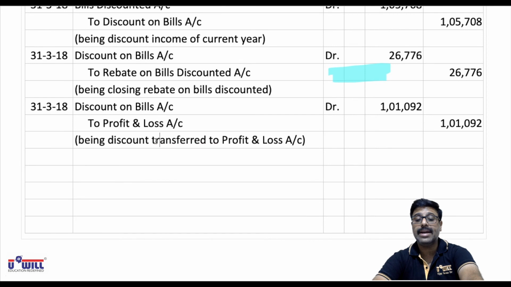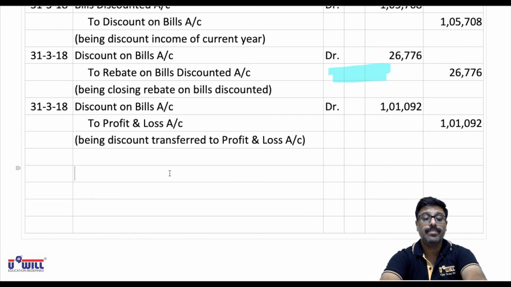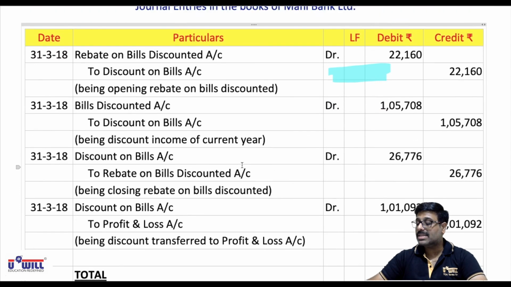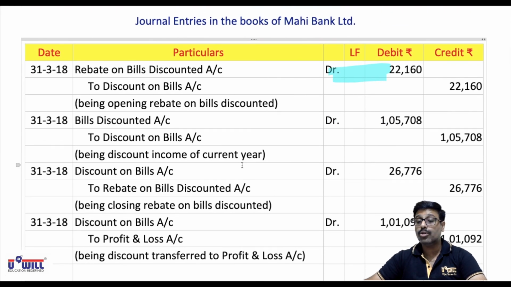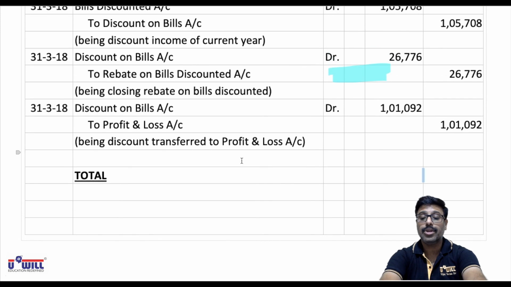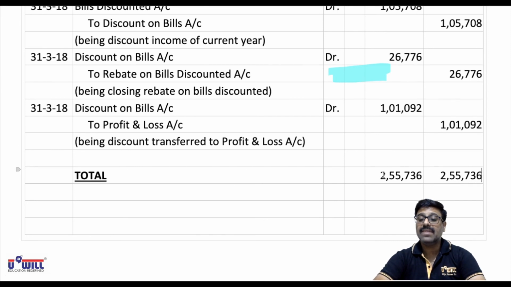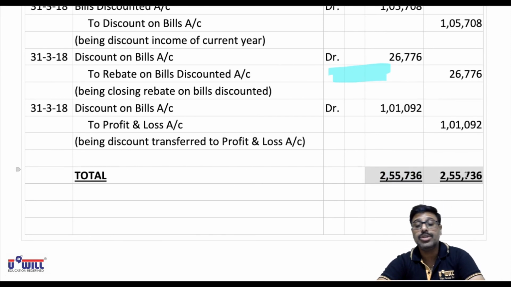Now totals will be done. So all of you can do the total. 22160 plus 105708 plus 26776 plus 101092. So that comes to 255736. So these are the 4 journal entries to be passed in all the questions.